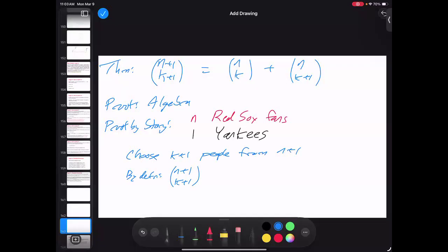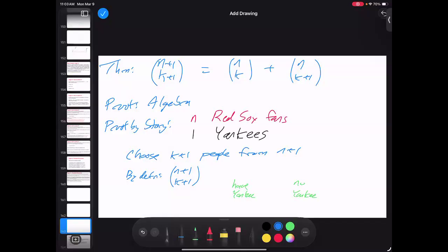That's how we define the binomial coefficient. It's how many ways there are to choose a fixed number of people from a set of people when order doesn't matter. There are two possibilities. I either have the Yankee or I don't. So imagine we have the Yankee, and then no Yankee.